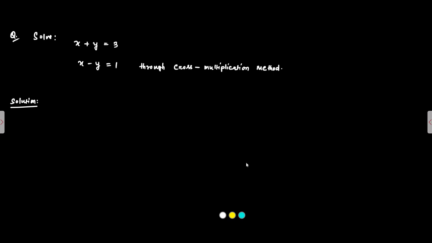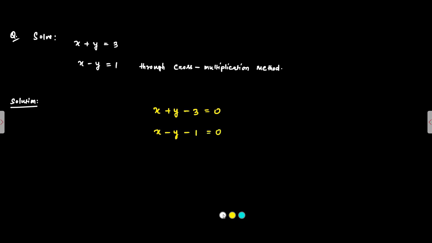So this is the first question which we'll be solving using cross multiplication method. It is given, solve the two equations x plus y is equal to 3 and x minus y is equal to 1. Very simple format, and we have to solve it through cross multiplication method. So first we'll write the equations in the standard format, that is x plus y minus 3 is equal to 0 and x minus y minus 1 is equal to 0.